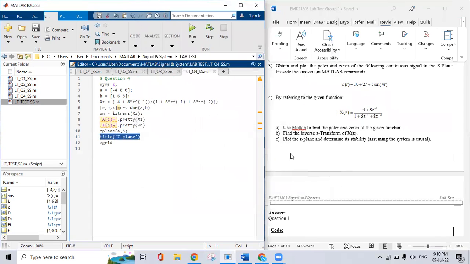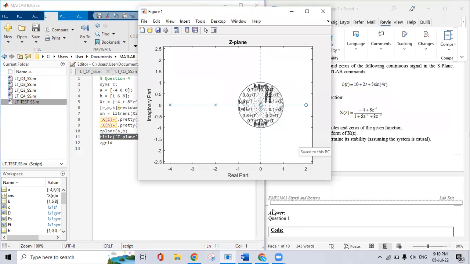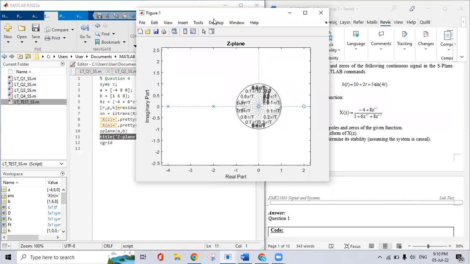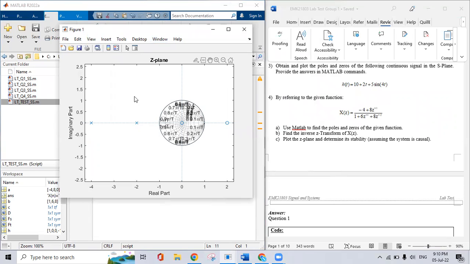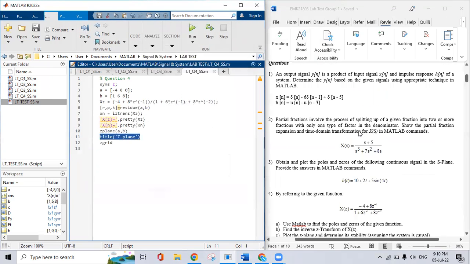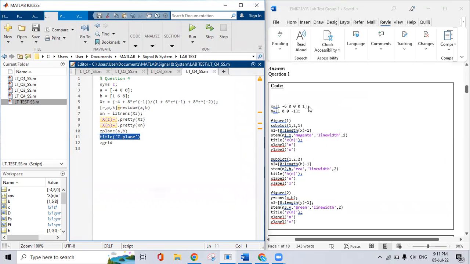Okay, so we have to determine the stability. I can say that it is unstable because the poles are outside of the unit circle. Okay, so this is my explanation, and thanks for your patience in listening to my presentation. Okay, thank you.